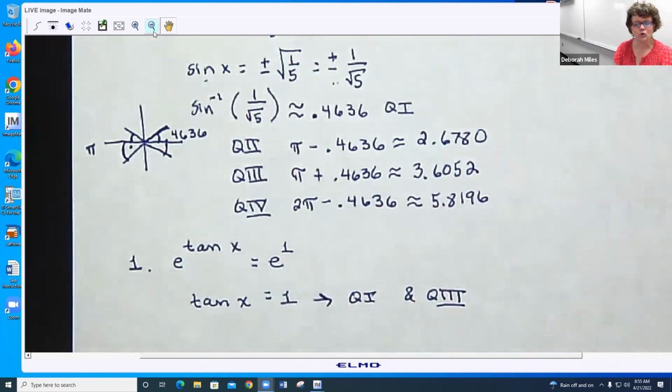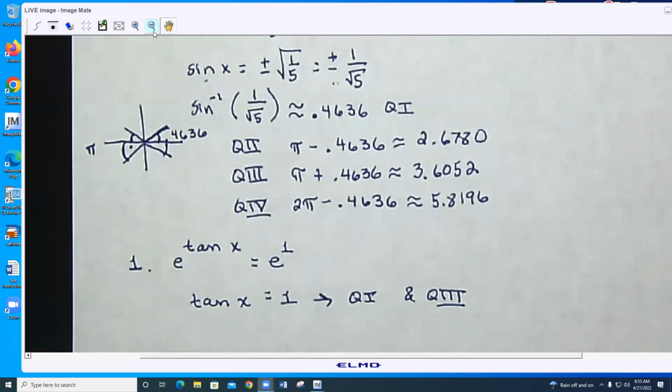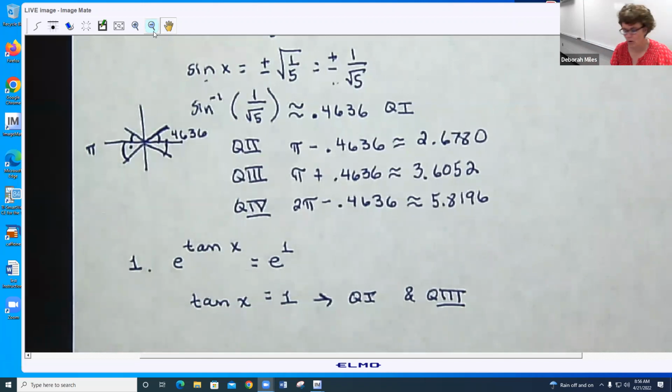If I squint hard enough, I don't need a calculator to tell me where tangent is 1. Tangent is either 1 or -1 at multiples of what? Pi over 4. Yeah, at my quarter pies, where x and y are either both square root of 2 over 2 or negative square root of 2 over 2.